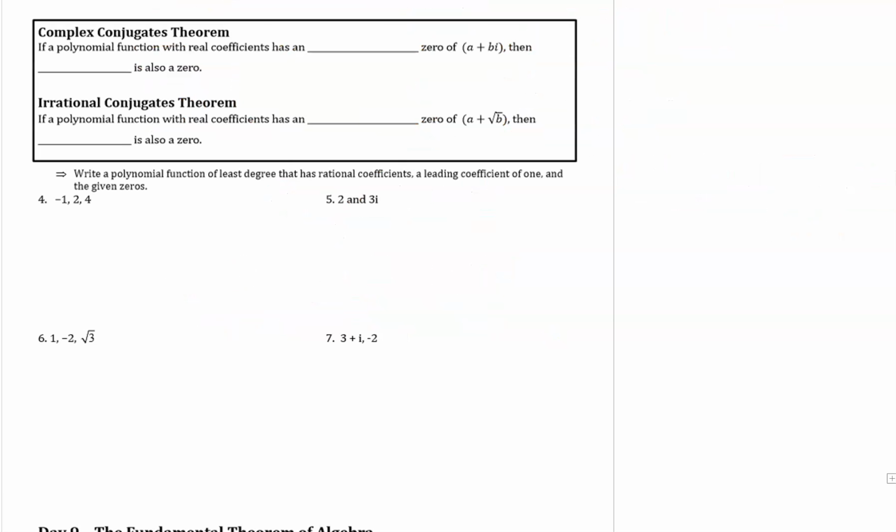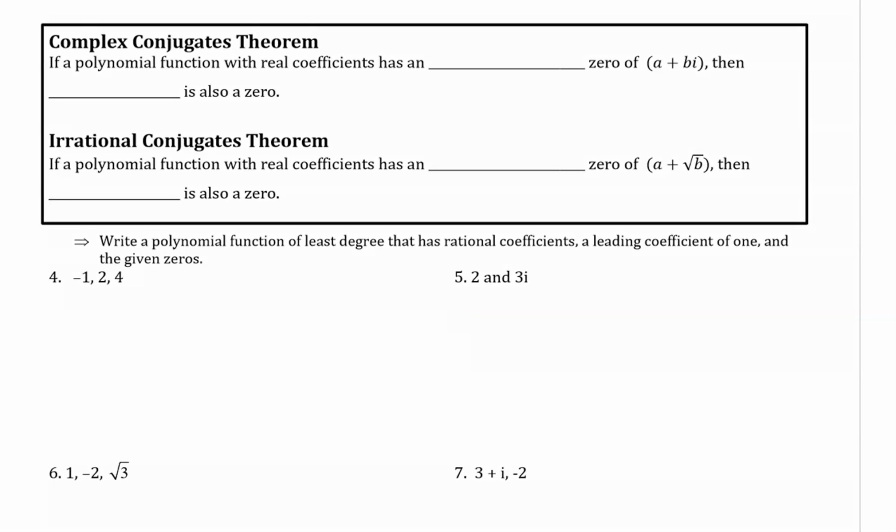Next page. Now we have some theorems. Here we have the complex conjugates theorem and the irrational conjugates theorem. So conjugates, as you'll recall, when we try to remove irrational numbers from the bottom of a fraction, we multiplied times its complex conjugate. So here, if a polynomial function with real coefficients has an imaginary zero of a plus bi, then a minus bi is also a zero for that function.